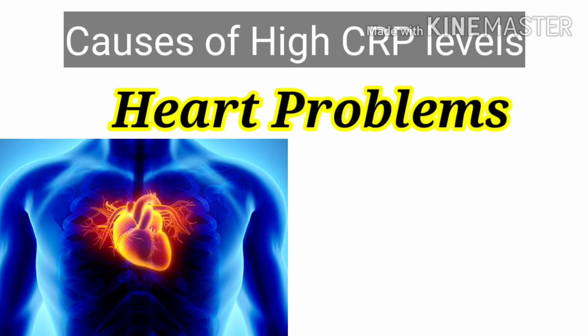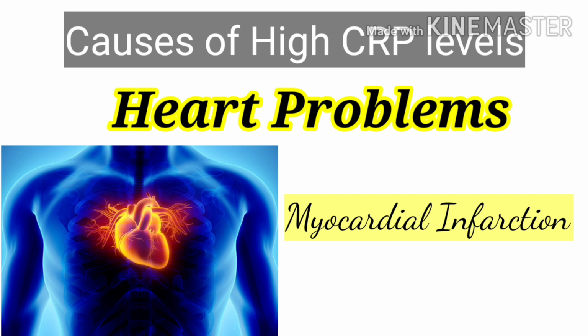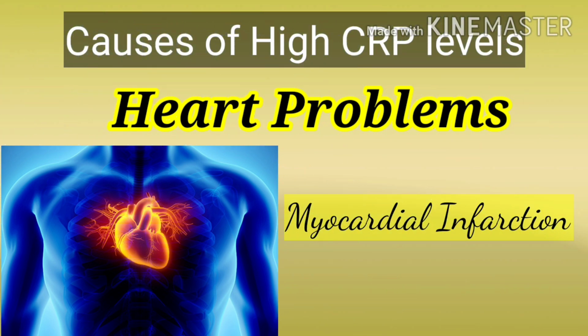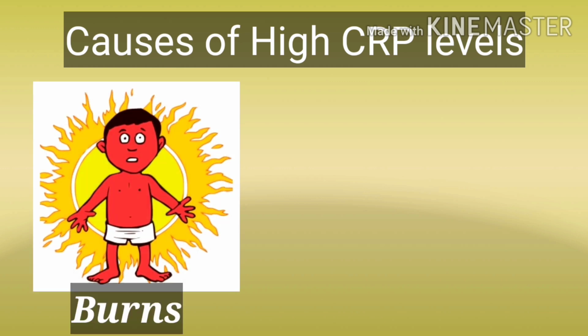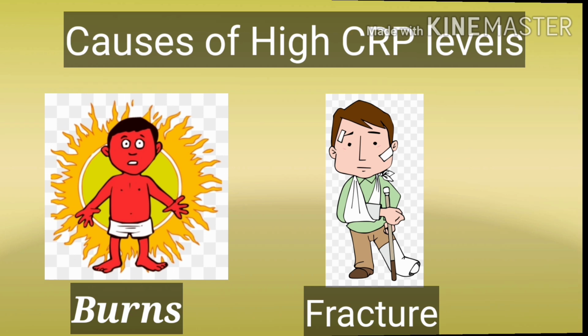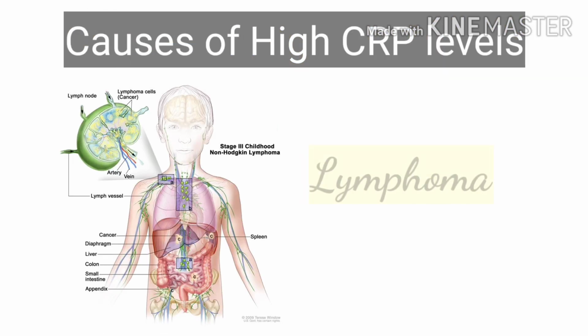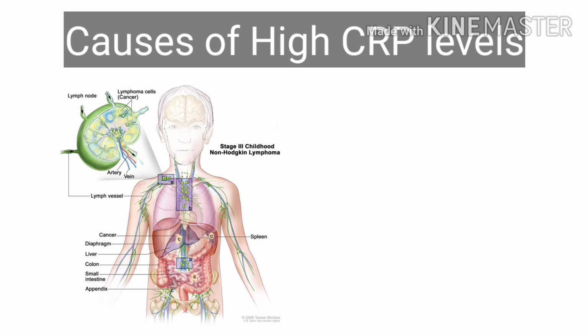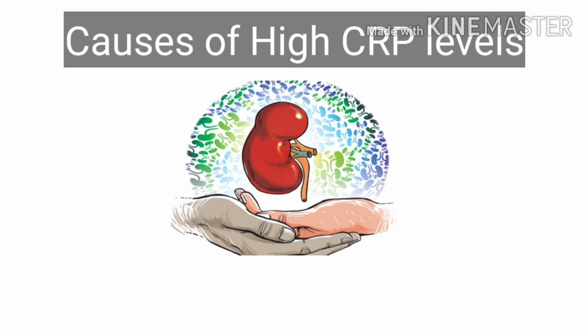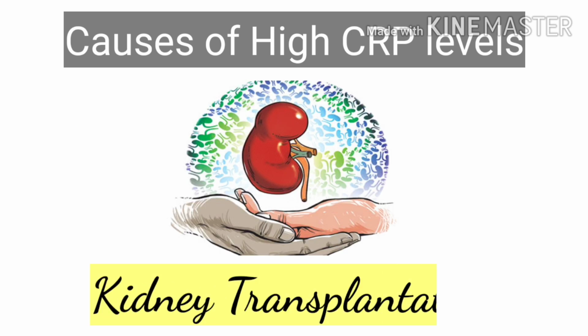And in heart problems like cardiovascular diseases, like myocardial infarction, CRP levels will be raised. And in traumatic conditions like burns and fractures, and in cancers like lymphoma, CRP levels will be raised. And high CRP levels are also seen in transplantation cases like kidney transplantation, etc.